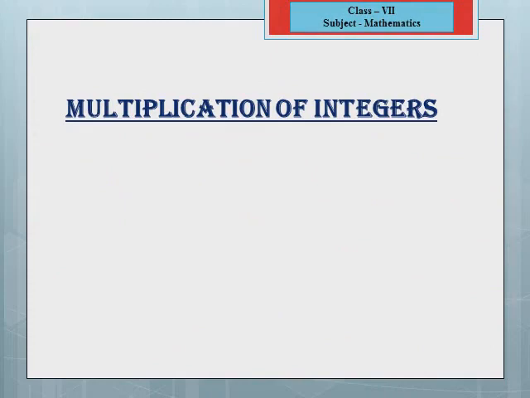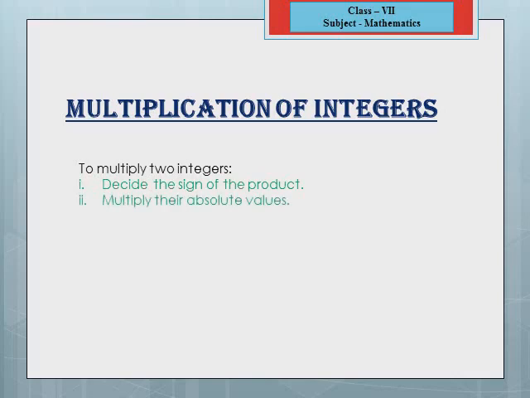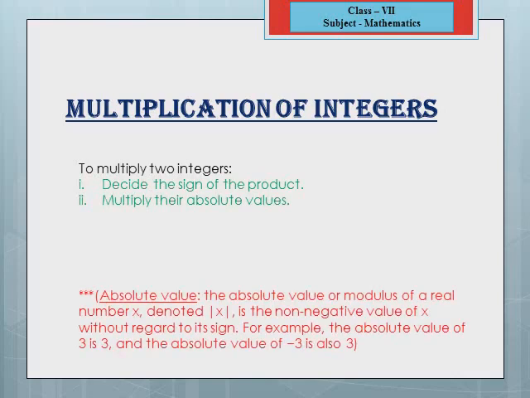In class 6, you have already learned addition and subtraction of integers. So now we will continue with multiplication of integers. To multiply two integers, number 1, decide the sign of the product. Number 2, multiply their absolute values. Absolute value is the non-negative value of x without regard to its sign. For example, the absolute value of 3 is 3 and the absolute value of minus 3 is also 3.